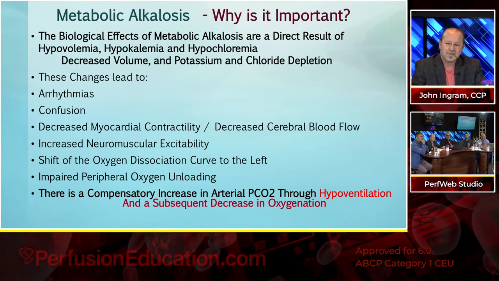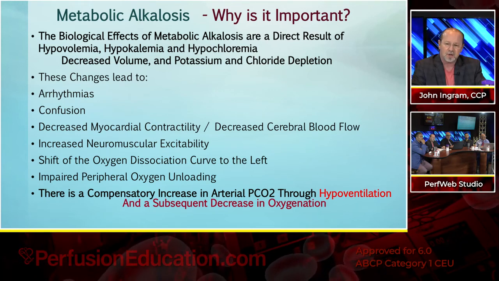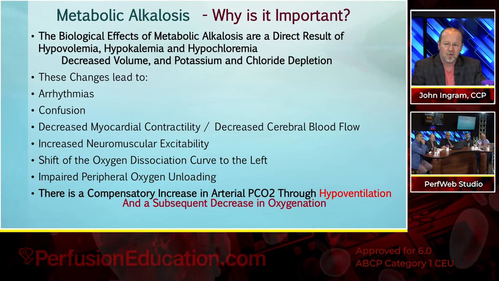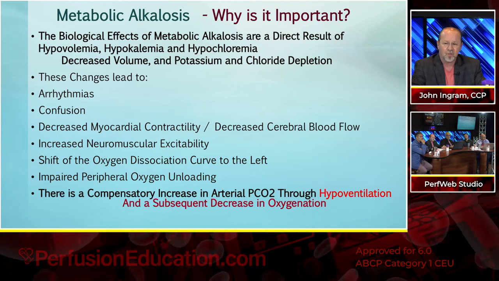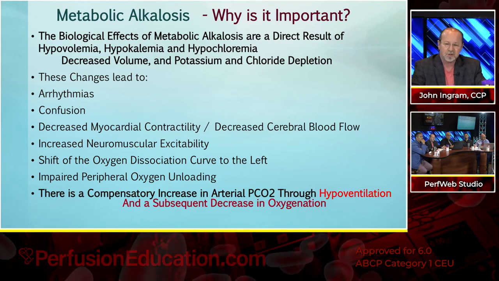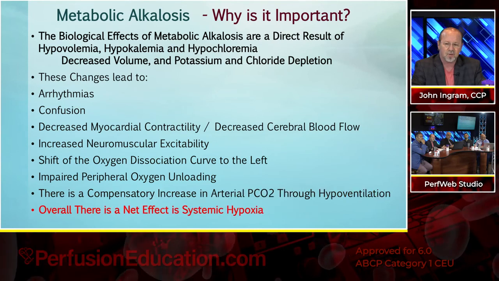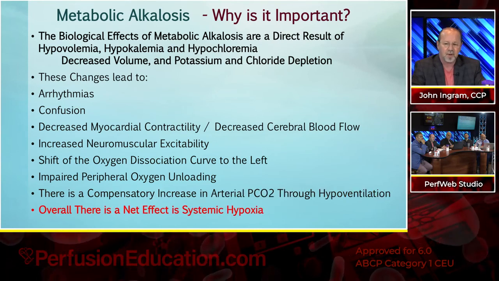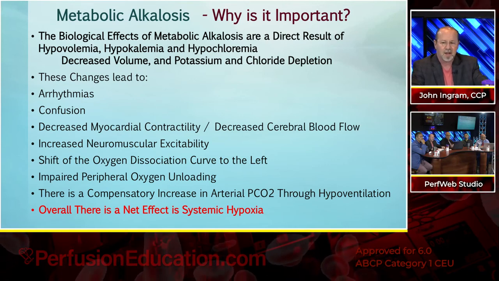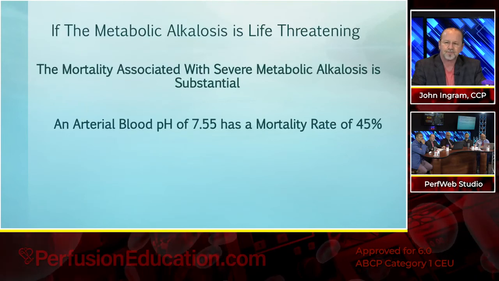So what happens is when you have this alkalosis, in addition to shifting the curve to the right, there's a compensatory increase in your arterial PCO2 through hypoventilation. Well, hypoventilation is also going to decrease your oxygenation. So you have a double impact there, which basically leads you to an overall net effect of systemic hypoxia. And this is not something I think most of us have thought much about, that metabolic alkalosis is really leading us to a systemic hypoxic state.